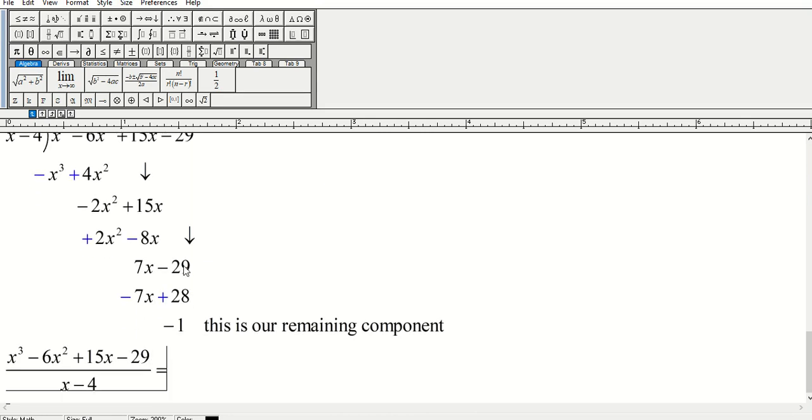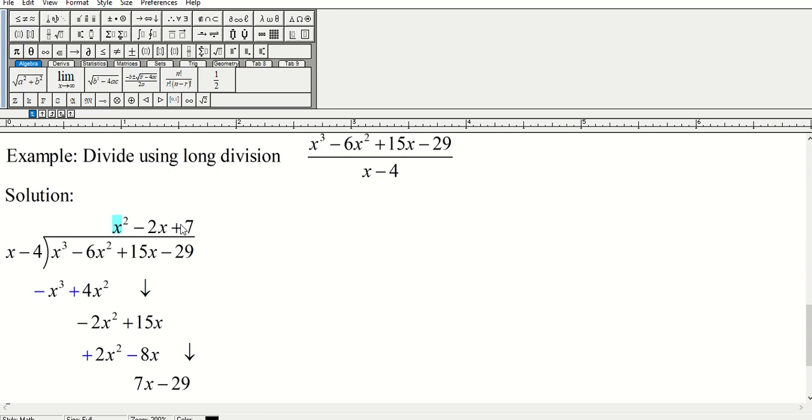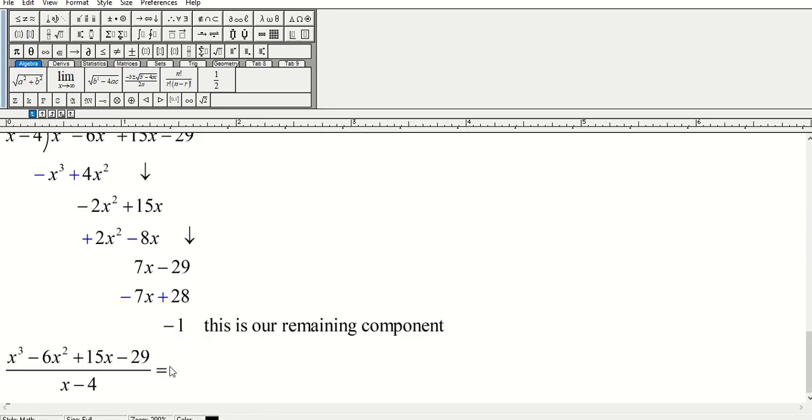This thing equals this minus 1 over x minus 4. The -1 comes from this -1 here, and then the x minus 4. So this is what I'm going to call our remainder.